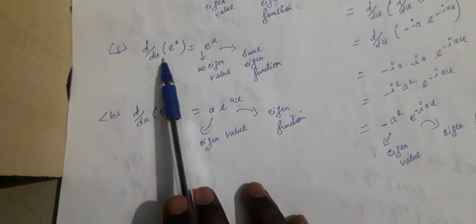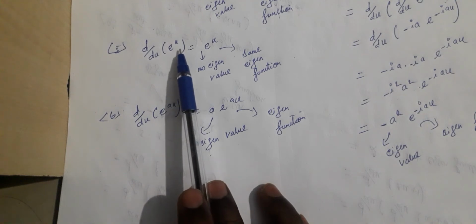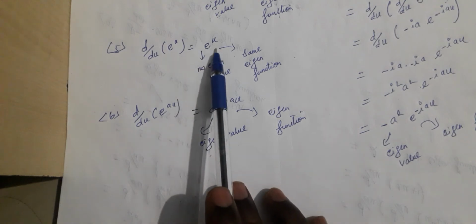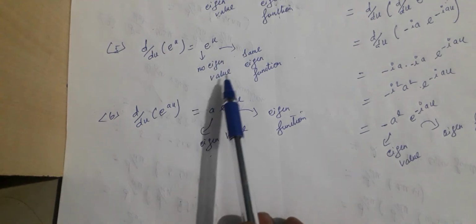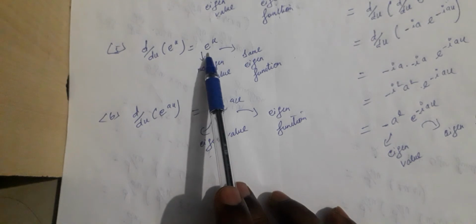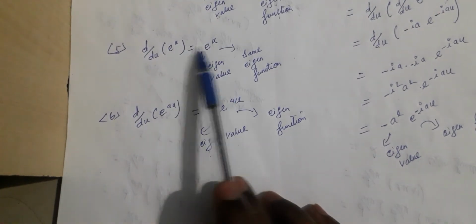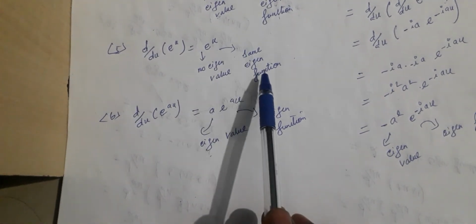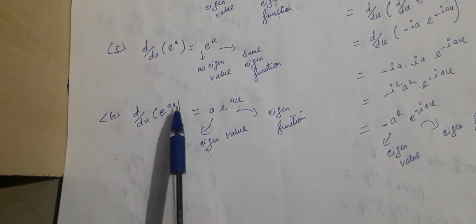So next question, d by dx e power x. If you differentiate e power x, the result is the same term only. So e power x only is the result. So there is no eigenvalue, only the eigenfunction. You see the eigenfunction is the same as in the reactant e power x. So here the result is also e power x. So same eigenfunction.